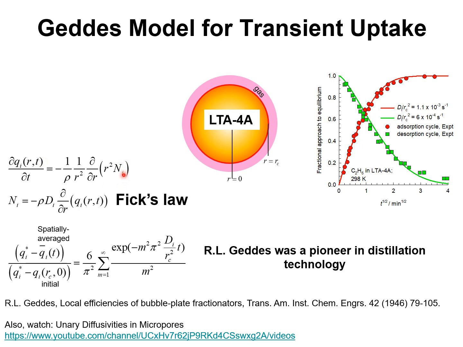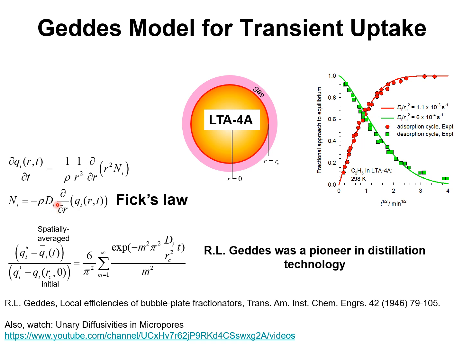Ni is the molar flux of ethane, and the molar flux of ethane is described by Fick's law as being a diffusivity times the gradient in the molar loading. Rho is the mass density of the crystal framework.